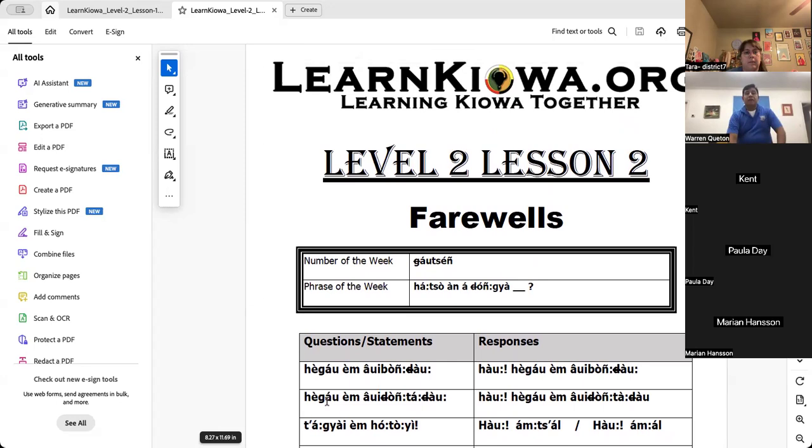And so we're going to learn a number for the week. Along with this is level 2, lesson 2. And the number of the week is got. It's a K and a G sound together. I'm going to have this printed off for you, Steve. Say the first part of the word, got. Yeah, there you go. And then you're going to say the word sane. Got sane. There you go, Jackie. Very good. Got sane. And that means the number 9. The number 9. So got sane.